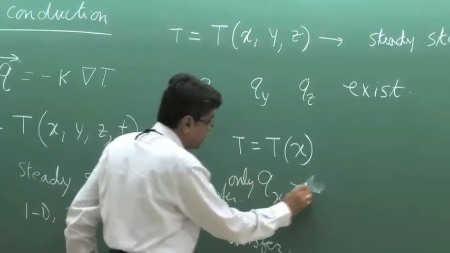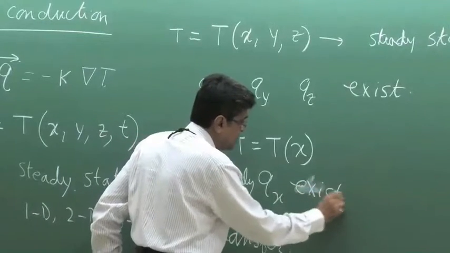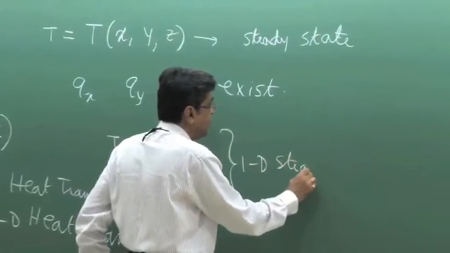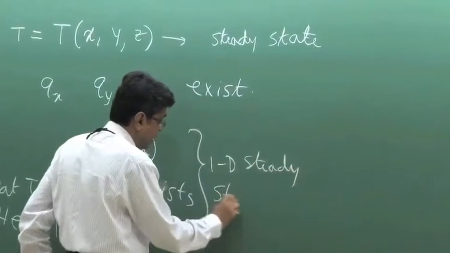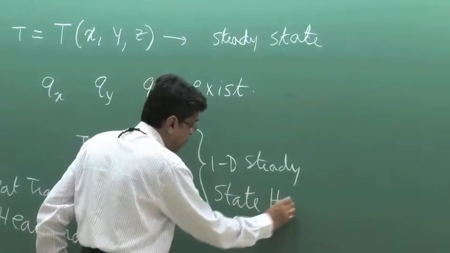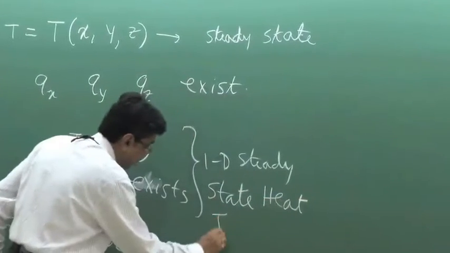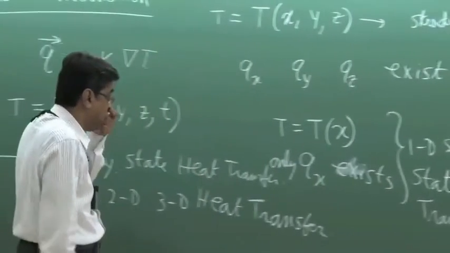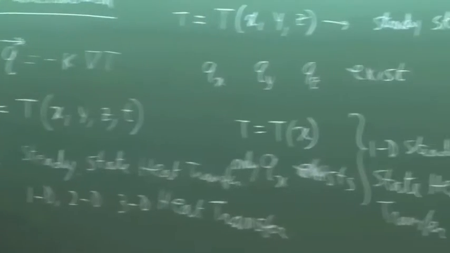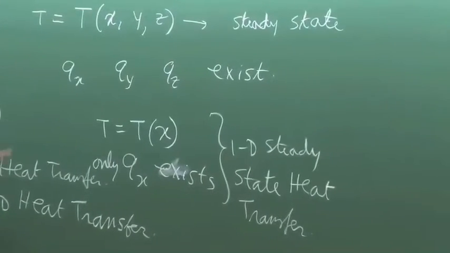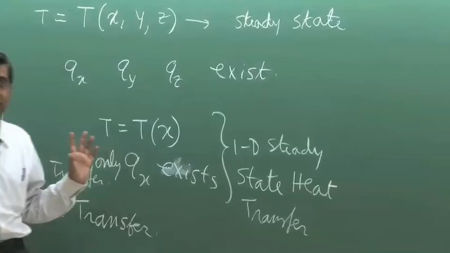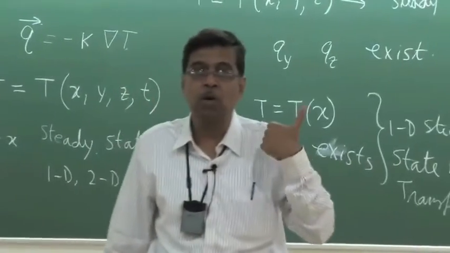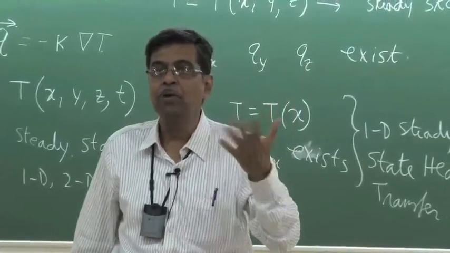Only Qx exists. That is 1-dimensional steady state heat transfer. So this is the mathematical definition of steady state heat transfer, 1-dimensional, 2-dimensional or 3-dimensional heat transfer. Let us concentrate on 1-dimensional steady state heat transfer, where temperature ceases to be a function of time and it is a function of only 1 space coordinate along which there is a heat flux.